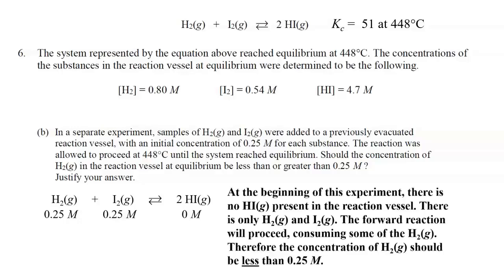So some of the hydrogen is going to be consumed as we approach equilibrium. So at the beginning of this experiment, there is no hydrogen iodide present in the reaction vessel. There is only hydrogen and iodine. And since the forward reaction will proceed to reach equilibrium, consuming some of the hydrogen, therefore the concentration of hydrogen at equilibrium should be less than 0.25 moles per liter.